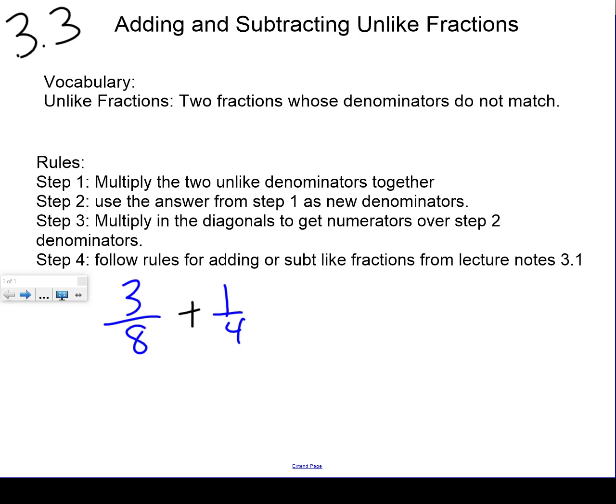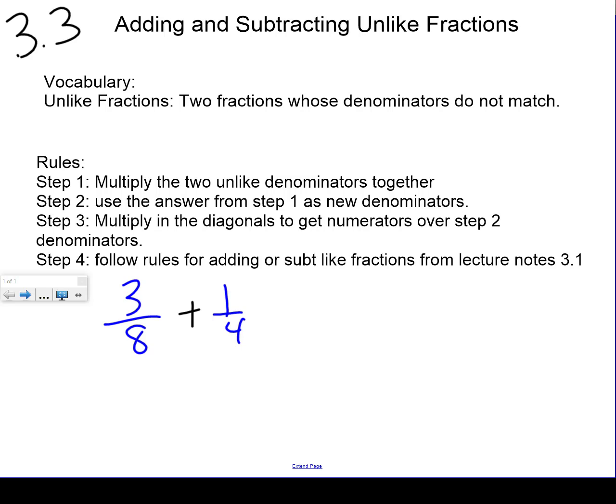All right, section 3.3, we're adding and subtracting unlike fractions. The vocabulary term there is unlike fractions: two fractions whose denominators do not match. So it's the opposite of what we've done from the first section, 3.1. Here you see the rules.